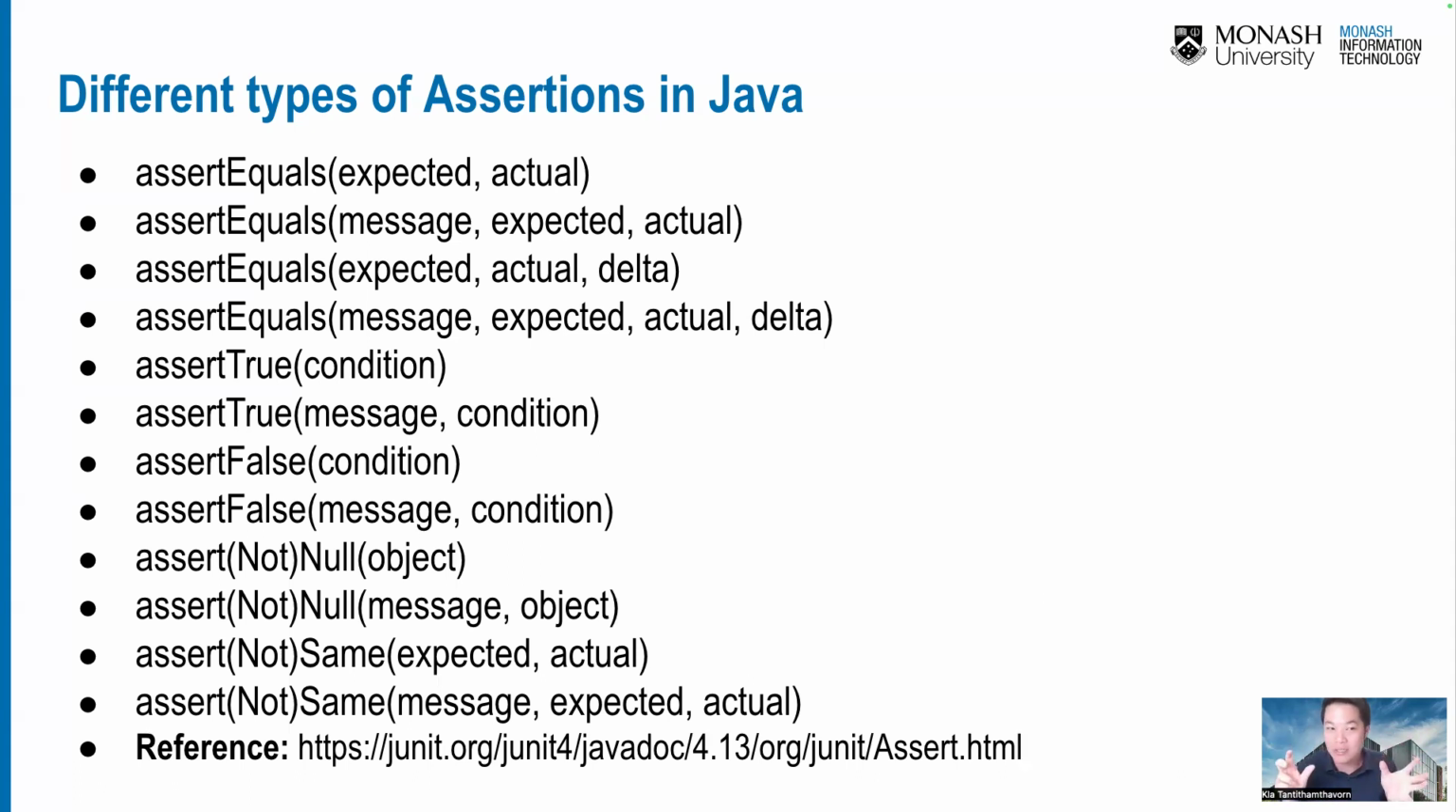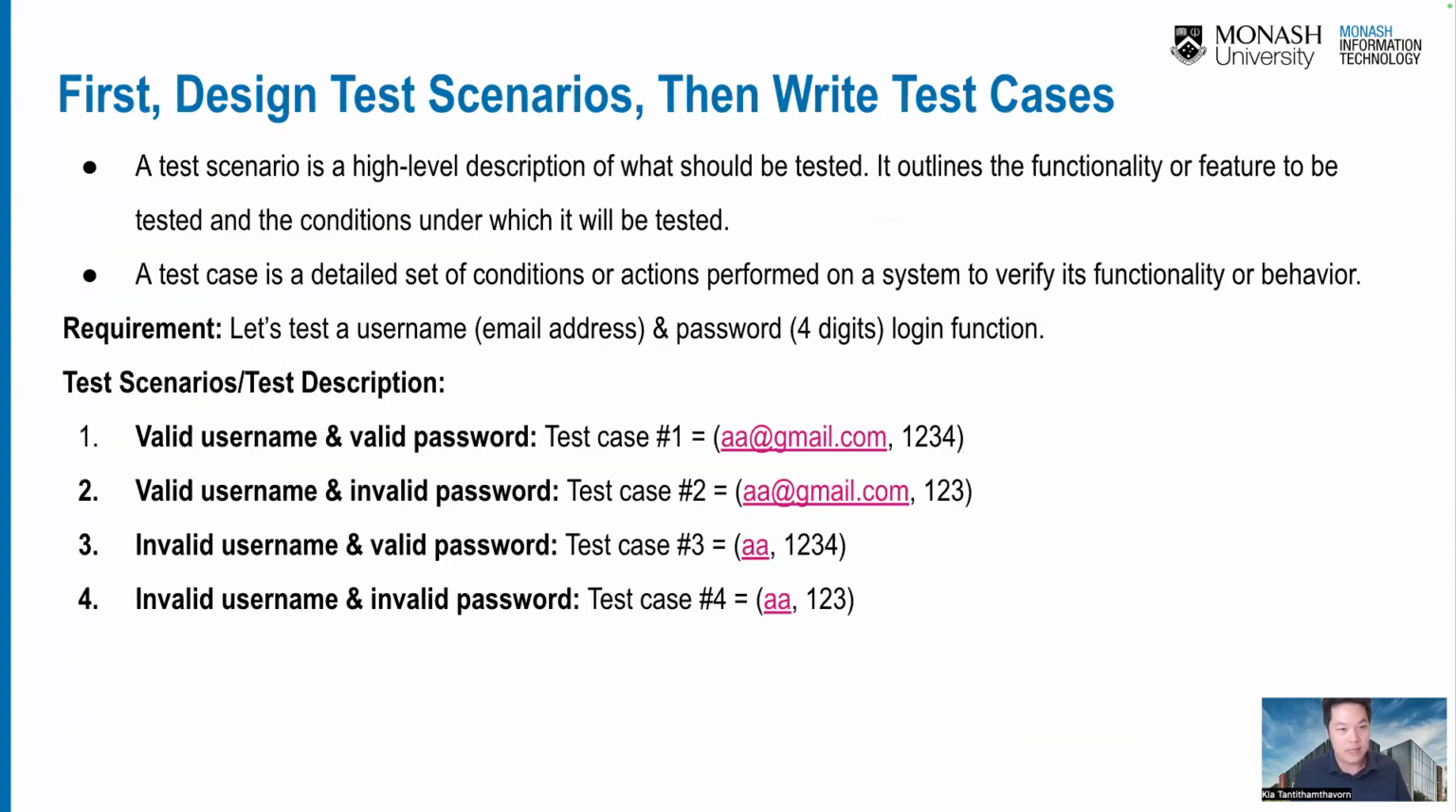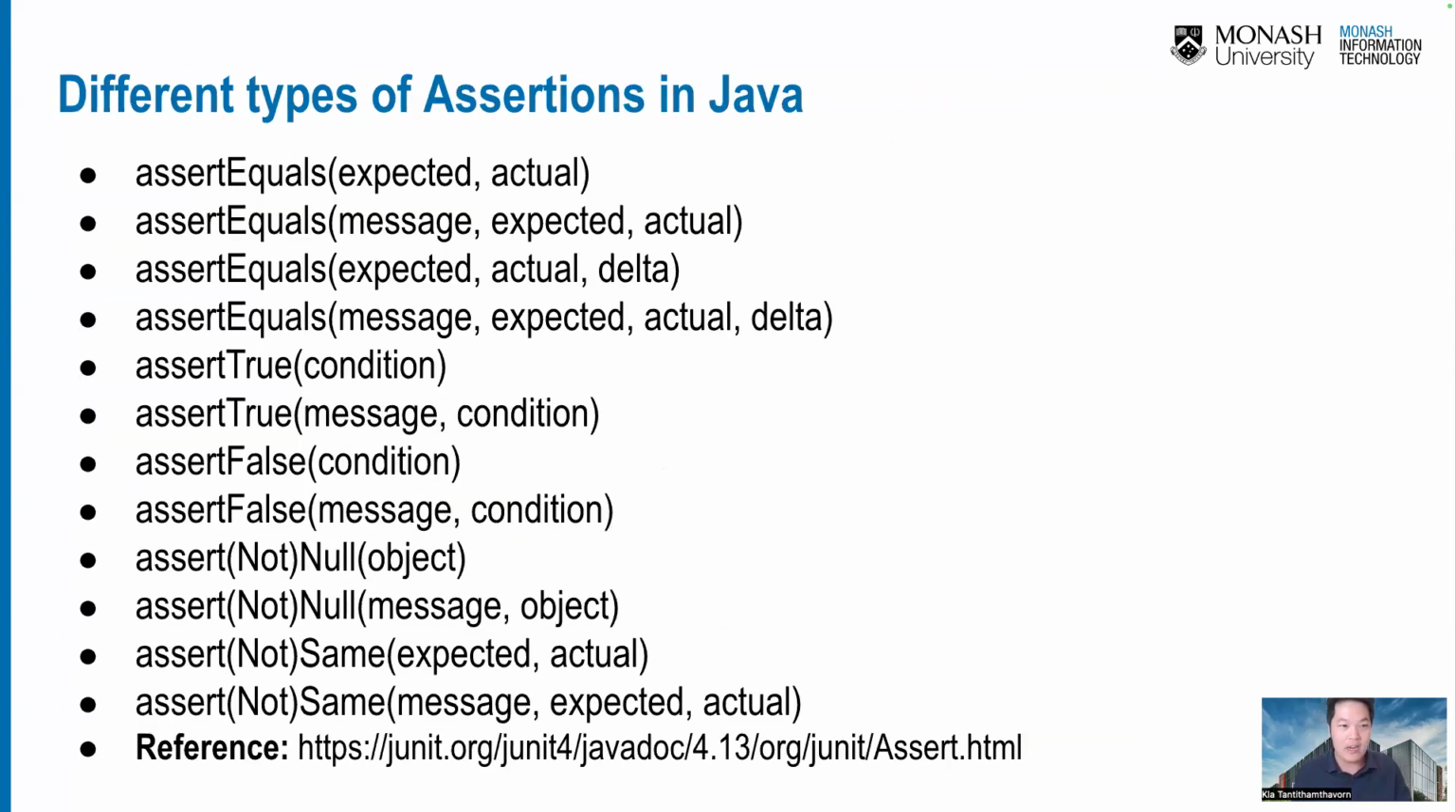That's the key concept. Let's start with only the first one, only the assert equal. So if you go back to here, I should have a few more. Anyway, these are different types of assert statements.